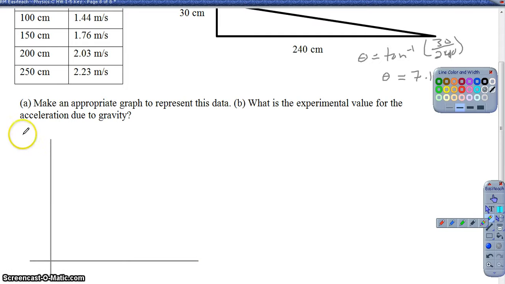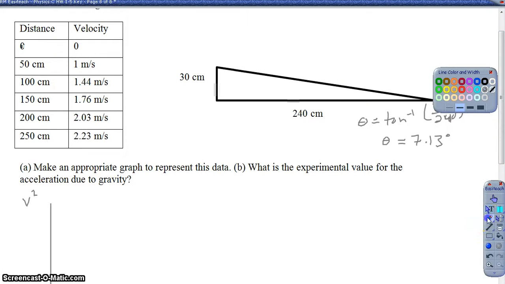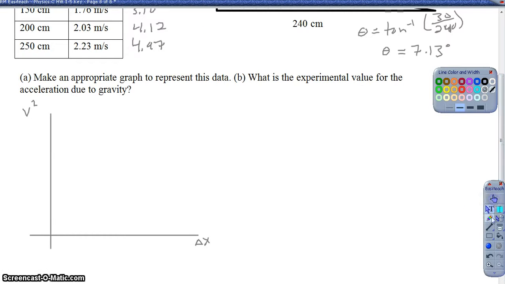Okay, so all we have to do then is find our velocity squared values because we already have our displacement values. And obviously you guys can do this pretty quickly here. I'm going to write in the values that I found. So 2.07, 3.10, 4.12, and 4.97. And the reason for that is once we plot all of these points, and again I know you guys can plot points, so I'm going to do this fairly quickly, and I'm going to assume that you can do this probably a little bit better than I can.